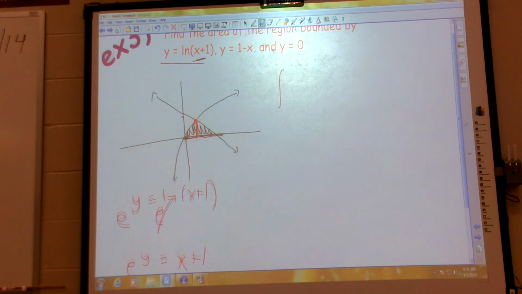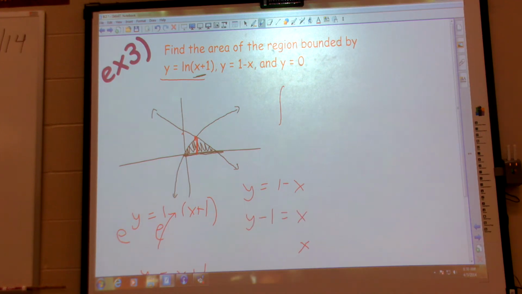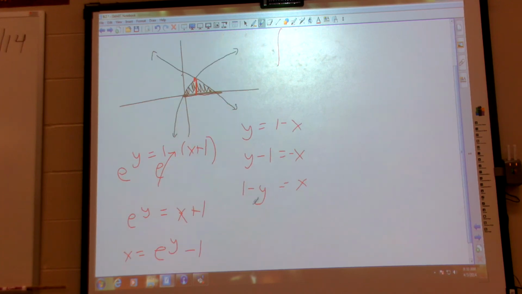The other one, I have y equals 1 minus x. So y minus 1 equals x, or equals negative x. So x equals 1 minus y. Now those are my 2 functions, set those equal. That'll spit out your y. So go ahead and do that. Use your solve command or graphs, doesn't matter. I'd use your solve command to see if it works out.